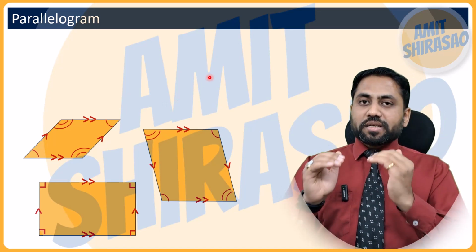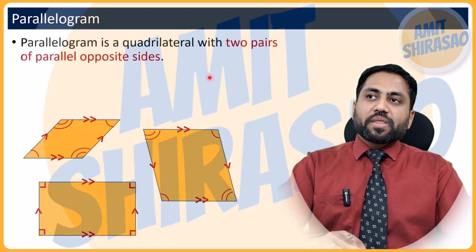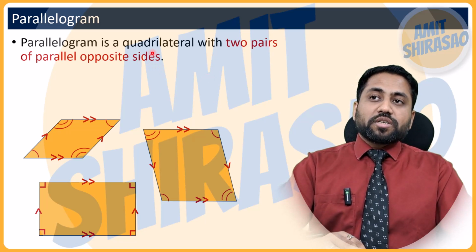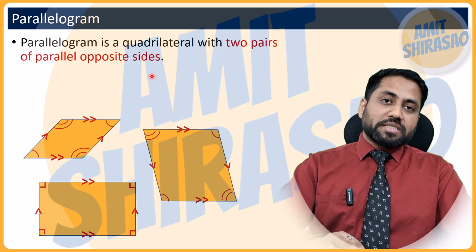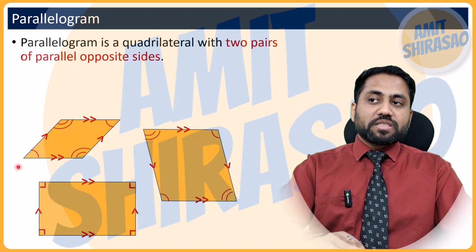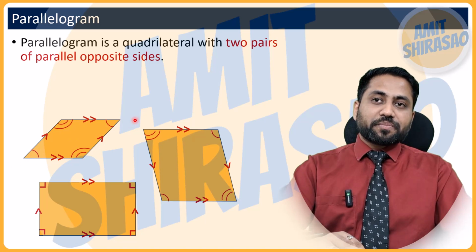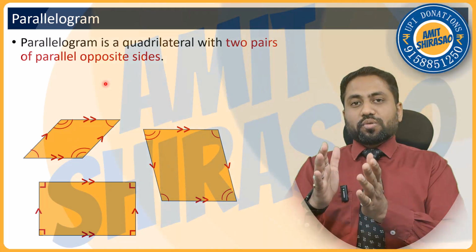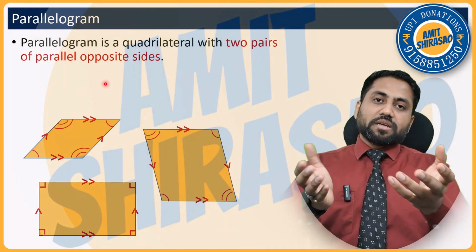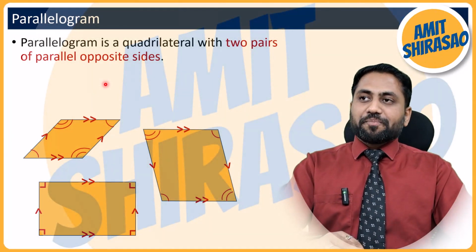Now we'll come to the second type of quadrilateral, which is the parallelogram. A parallelogram is a quadrilateral with two pairs of parallel opposite sides, right? So this is one pair of parallel opposite sides, this is another pair of parallel opposite sides. A quadrilateral having two pairs of parallel opposite sides is called a parallelogram.